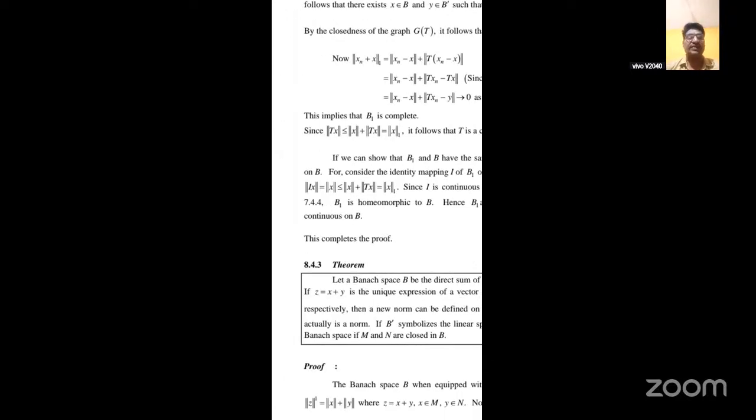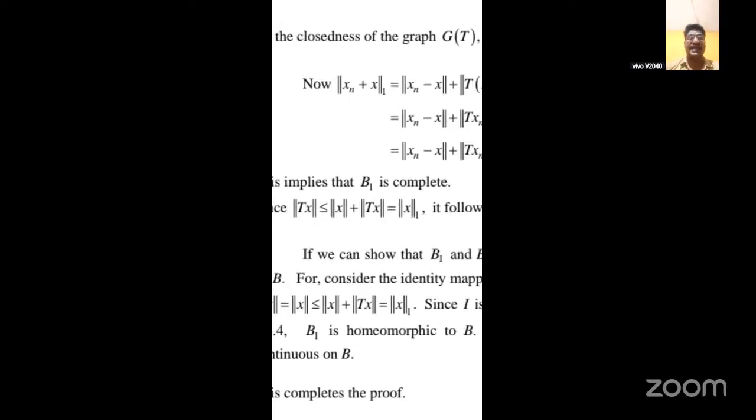Students, listen carefully. Norm of xn minus x at 1 equals norm xn minus x plus norm t of xn minus x, which is the norm of the Cauchy sequence xn minus x plus norm txn minus tx. So again, that also converges to 0. Then automatically B1 is complete.